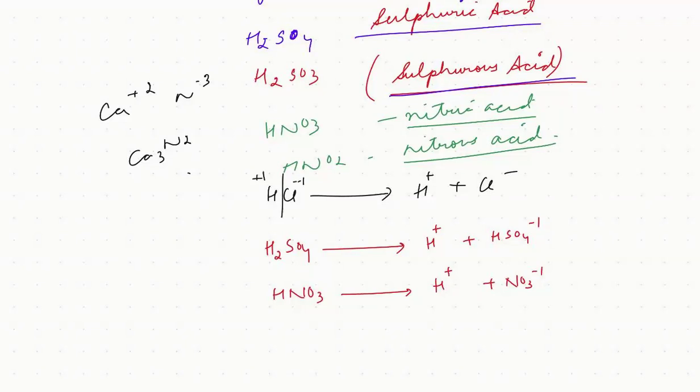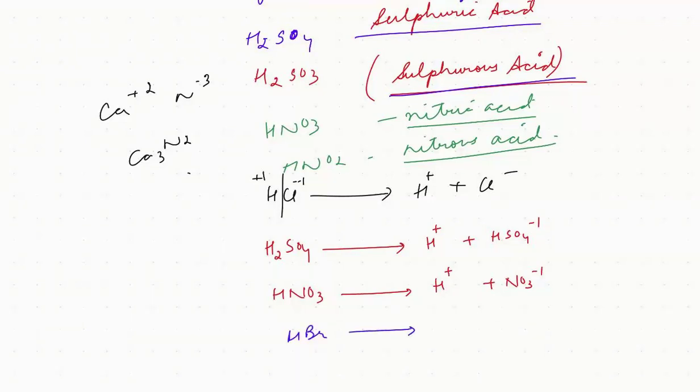Are you understanding? Yes. That is the part. So it would be H plus and HSO4 negative. It would be HNO3, it would become H plus and NO3 negative. If you write down HBr, how will it break down, Laksha?